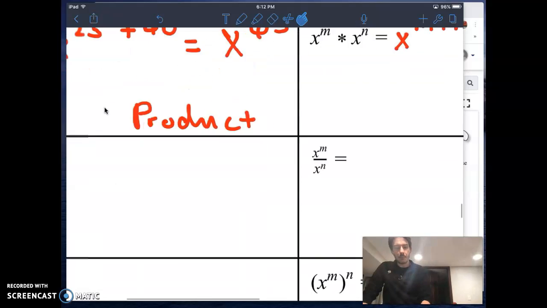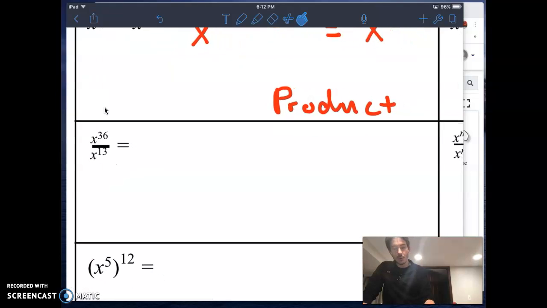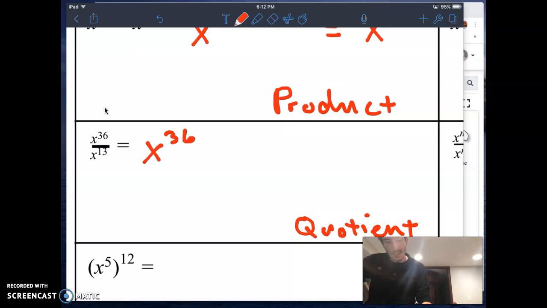All right, the next property is going to be what's called our quotient property. And that's how you spell quotient, Q-U-O-T-I-E-N-T. And we've got x to the 36th power over x to the 13th power. Ladies and gents, a lot of people just want to divide. Oh, x to the third. No, you could write out 36 x's and 13 x's on the bottom. But in general, our general rule becomes x to the 36 minus 13.